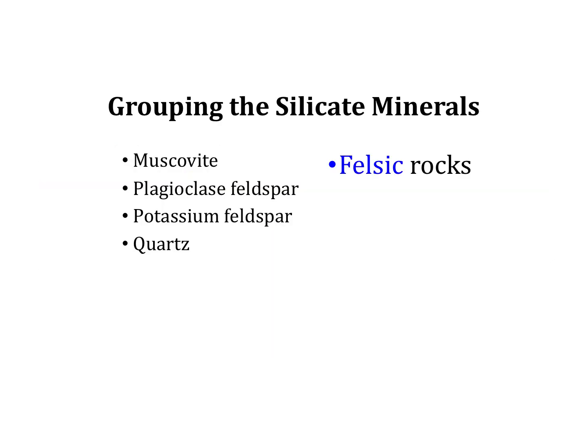So the rest of the silicate minerals that we talked about are over here in this list: muscovite, plagioclase feldspar, potassium feldspar, and quartz. We don't have a word like ferromagnesian to refer to these minerals, but a rock that contains a lot of these minerals is referred to as a felsic rock, and that really comes from feldspar and silica. So these are all silicate minerals, and 2 out of the 4 here are feldspar, so we call those the felsic rocks.